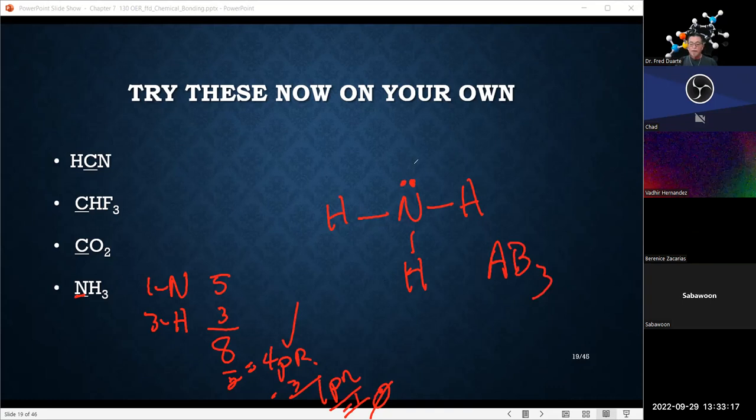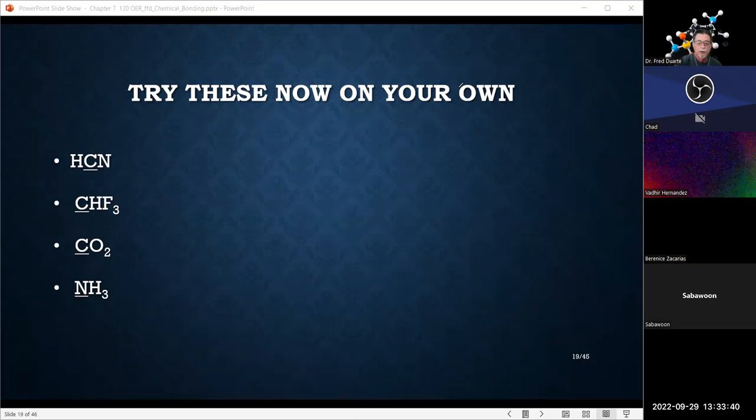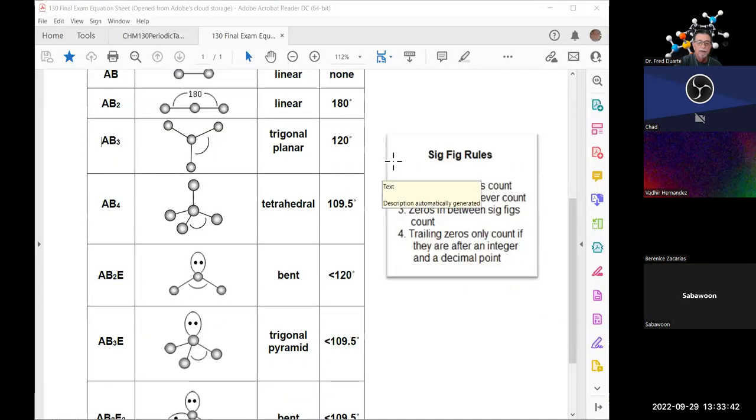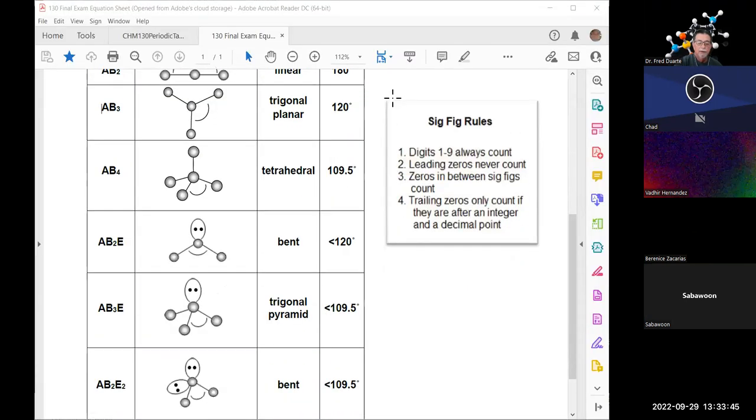Now, we do have a lone pair on the central atom, so now we have an E. So our general formula is AB3E, because there is a lone pair on the central atom. That takes us to the shapes table, and we look for AB3E, and here we go, right there. So this could be the nitrogen and then the hydrogens around it.